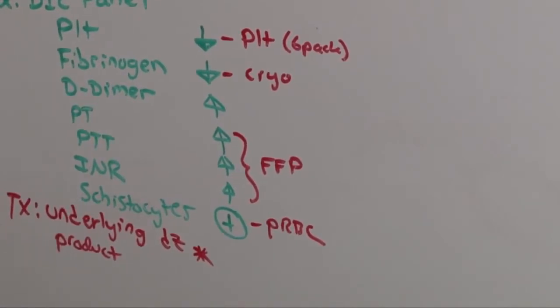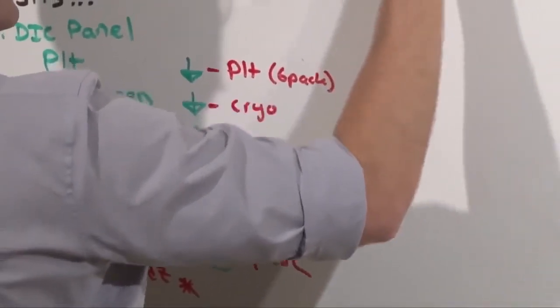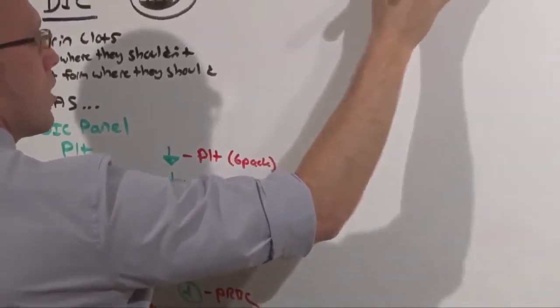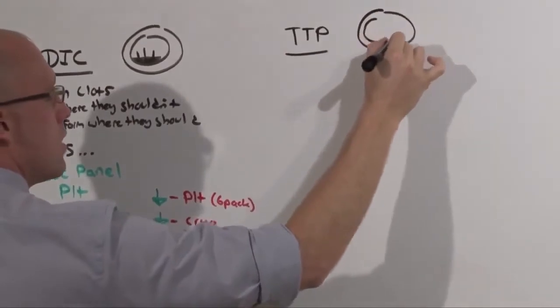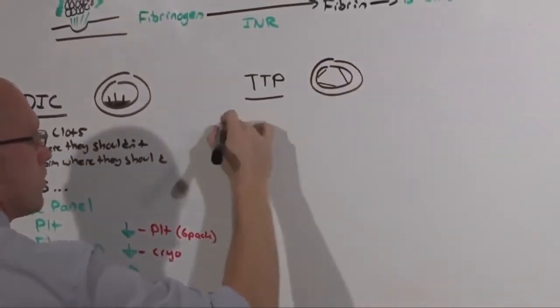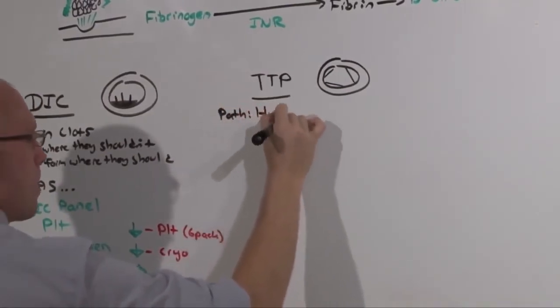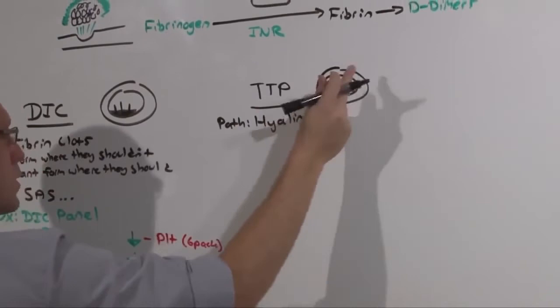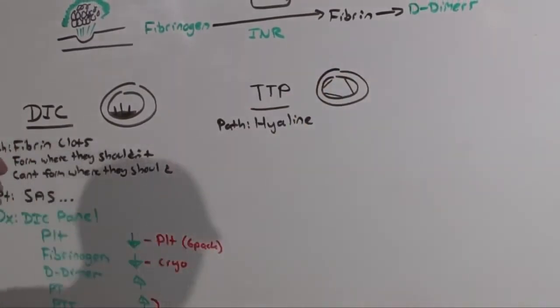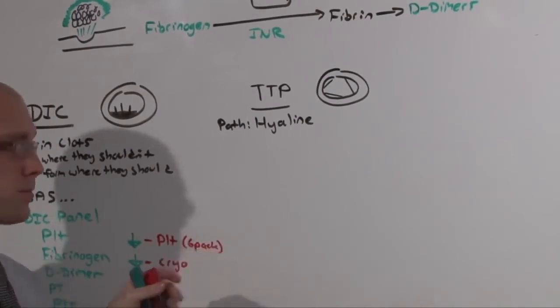Let's compare that to TTP. TTP is the formation of hyaline clots, and they're like piano wire, monofilament wire across the vessel. The pathology is hyaline. And since they've got this monofilament wire, what happens is that any blood product that flows through gets sheared.